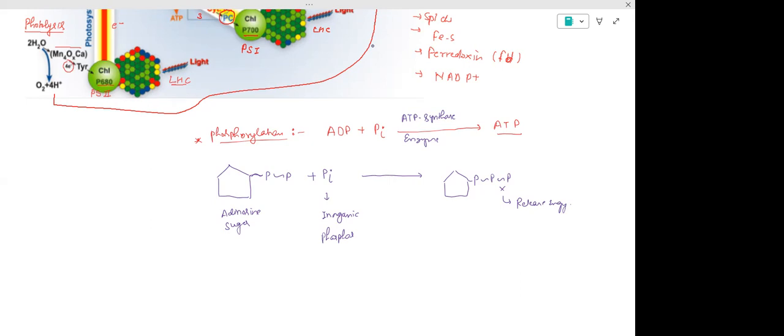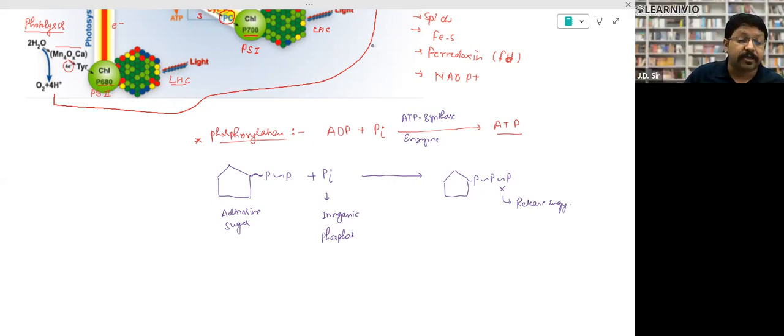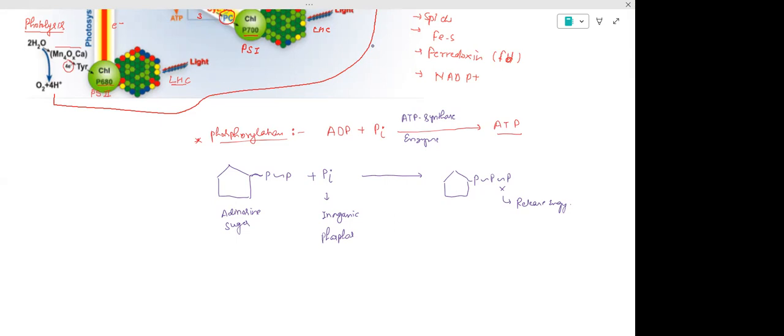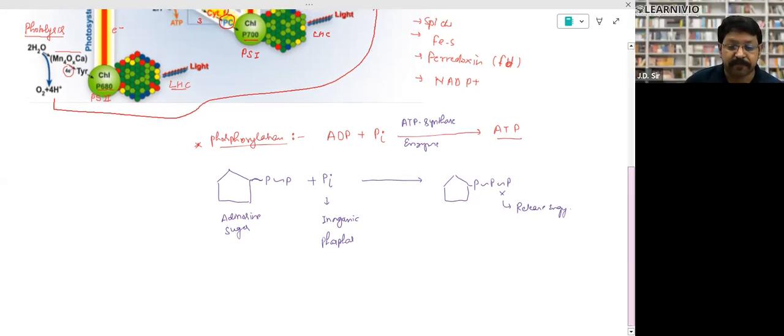Okay. Now what is photophosphorylation? Phosphorylation means formation of ATP. Photo means light. When formation of ATP takes place in presence of light, this is called photophosphorylation. Clear? Yes, sir. Keep it in mind, right? This is very important. These are small concepts, but they are very important.